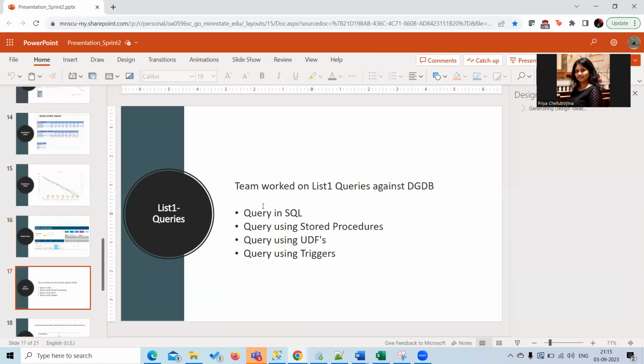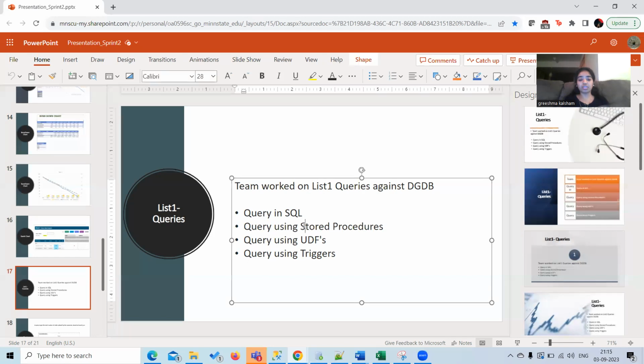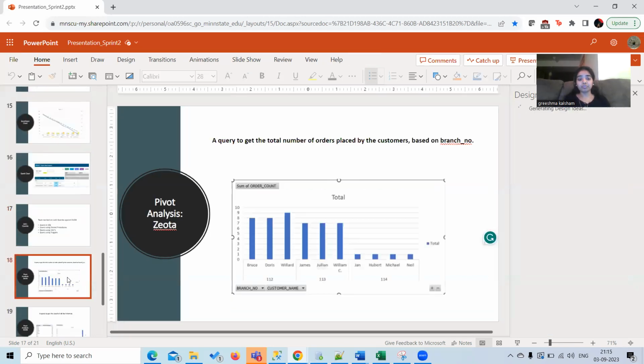We as a team worked on list one queries. There were 17, and we divided them among 5 of us. And then the same query was executed in SQL. And then we wrote the queries and stored procedures, user-defined functions, and triggers.